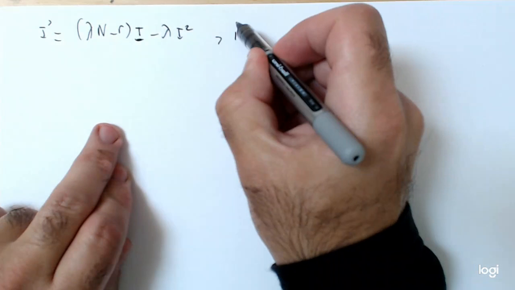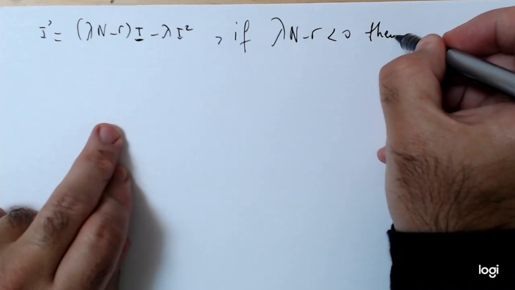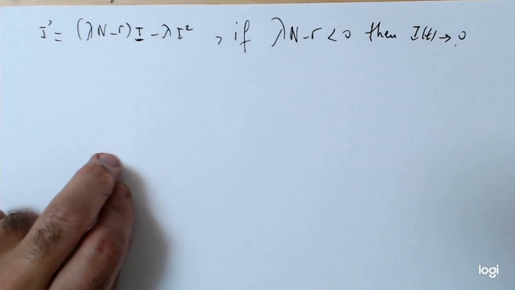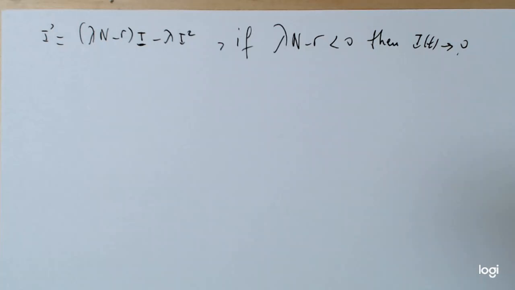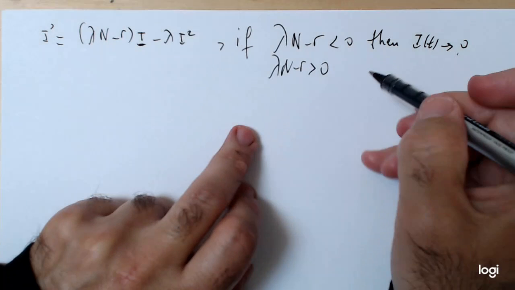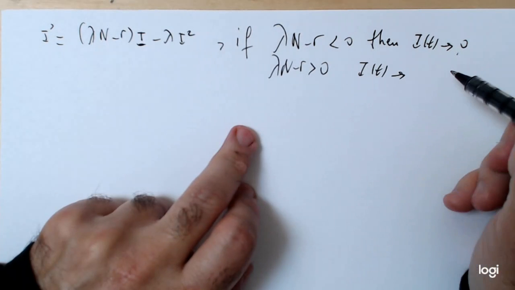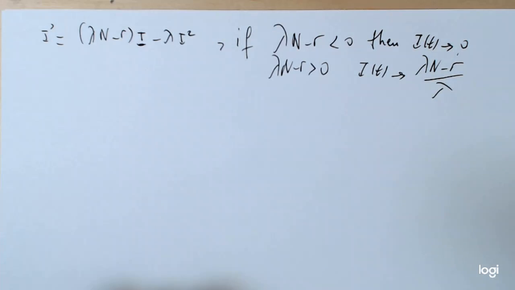So like I said before, we know that if lambda n minus r is less than 0, then I of t approaches 0, from what we discussed in the logistic equation. And if lambda n minus r is positive, we can show that I of t approaches lambda n minus r over lambda. Okay, so what does this have to do with the logistic equation in terms of limited resources?